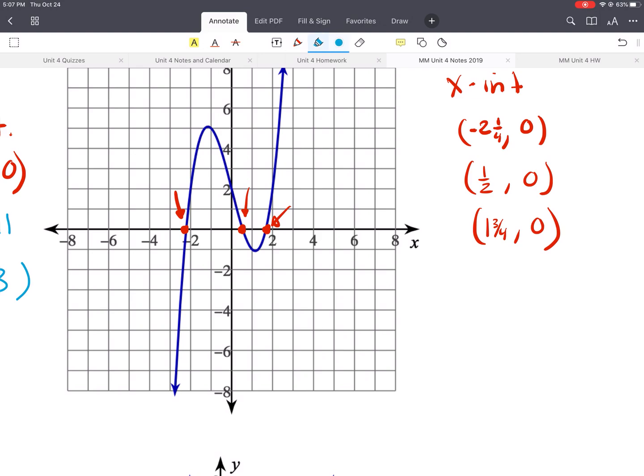Then we're going to do the y-intercept. The y-intercept is where the line crosses the y-axis. That looks like it's at about 0, 2. Remember, x is first, so x, and then we go and find the y. It would be 0, 2, x, y.